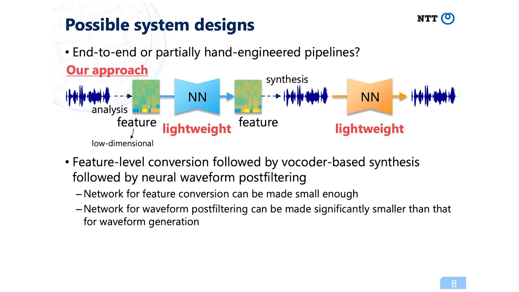And the third option is the system we took in this approach. It consists of feature-level conversion followed by vocoder-based synthesis followed by neural waveform post-filtering. So the network for feature conversion can be made small enough, and also the network for waveform post-filtering can be made significantly smaller than for waveform generation like WaveNet, since you don't have to generate waveforms from scratch, and use the synthesized speech signal as a starting point.